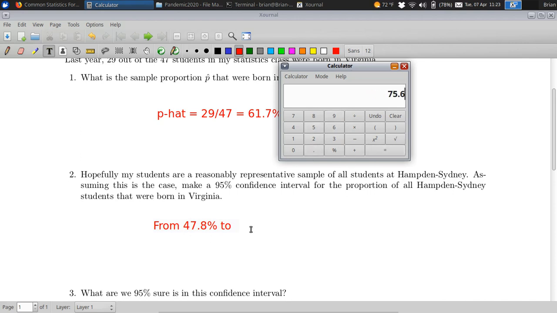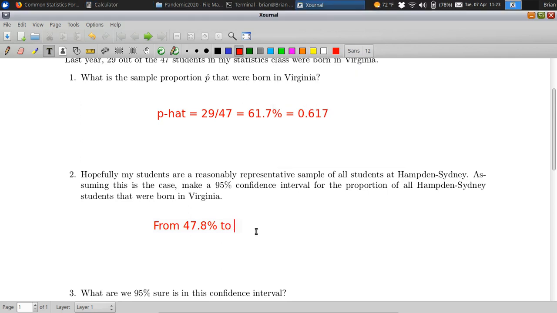And that's going to bring me up to 75.6%. Okay, that's my confidence interval. I'm 95% sure that something's in there. What am I sure is in there? Well, it's the population proportion, right?